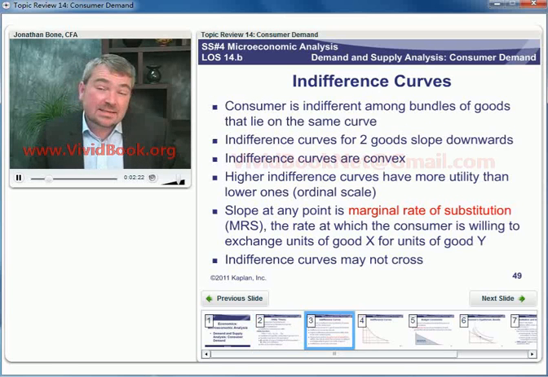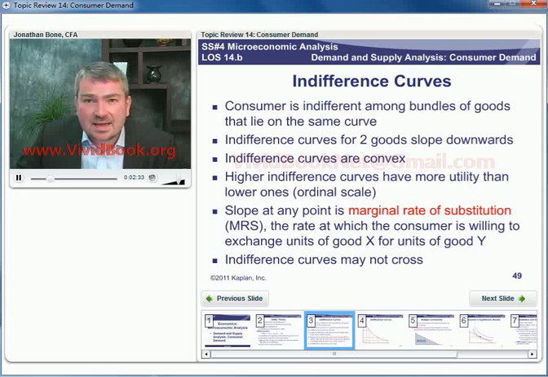Okay, so that does take us rather neatly to our next learning outcome that asks us to describe indifference curves. Now the basic idea of an indifference curve is really spelled out in its name, inasmuch as consumers will be indifferent between bundles of goods that lie on the same curve. And we're going to look at indifference curves for 2 products in a second. Now indifference curves for 2 goods are always going to slope downwards, and they are always going to be convex to the origin as well.